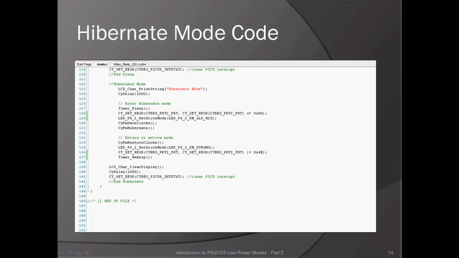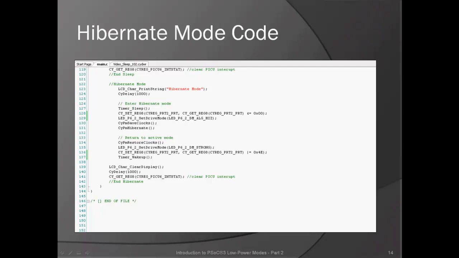This is the section of code that uses hibernate mode. Hibernate is the lowest power mode that the PSOC 3 has, and all but the most critical system resources are turned off. The API accepts no arguments because the only wake-up source available in Hibernate is a PQ interrupt.